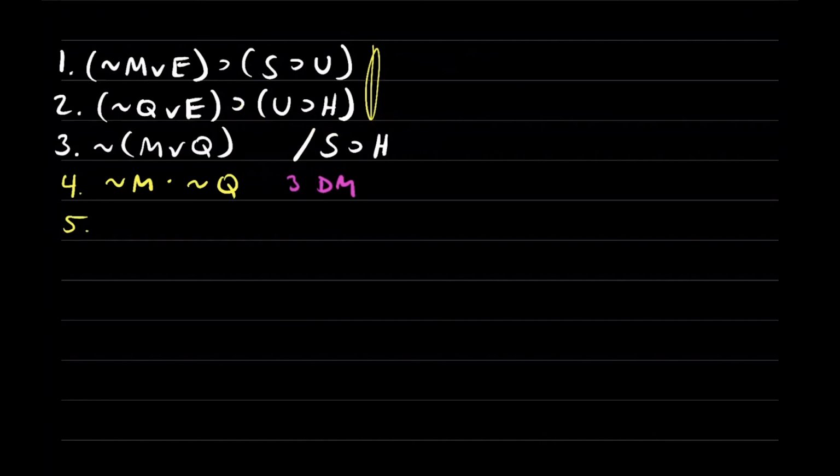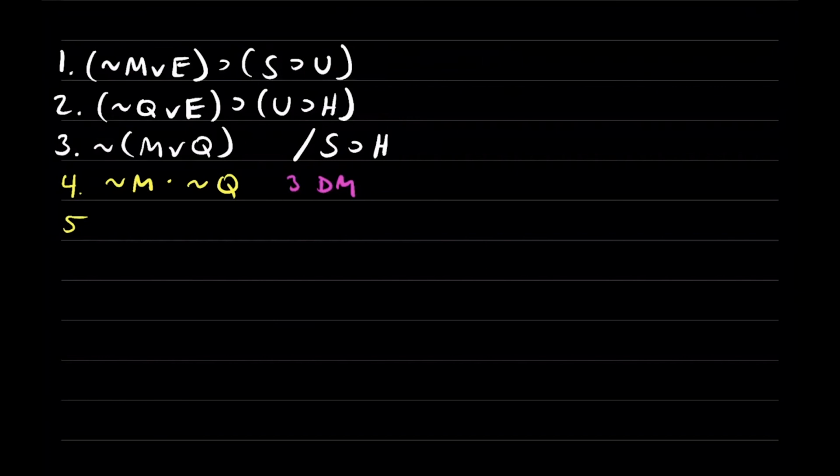The question becomes, how then can I get those two consequences, S implies U and U implies H, on their own? And the obvious answer is that, well, I need the antecedents. I need not M or E, the antecedent to line 1, and I need not Q or E, the antecedent to line 2. Now I have not M and I have not Q on line 4. Line 4 says not M is the case and not Q is the case.